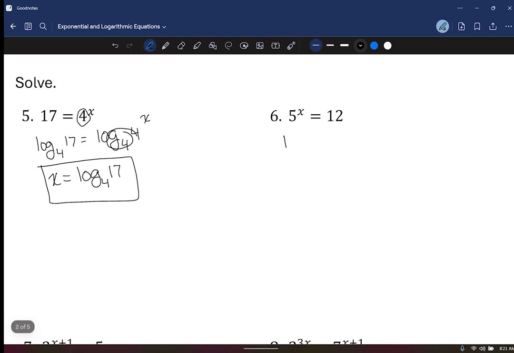So I'm going to have to do a log, and since this exponent has a base of 5, I will use a base of 5. So we have log base 5 of 5 to the x equals log base 5 of 12. This will cancel. So x is equal to log base 5 of 12.